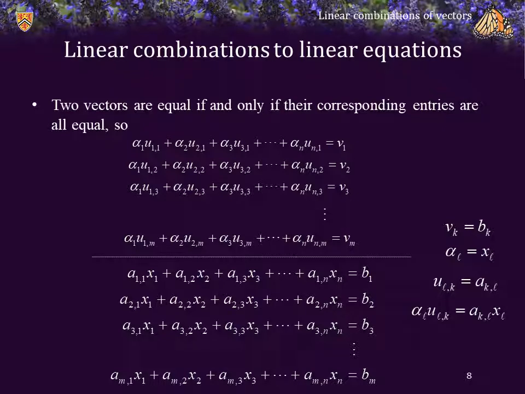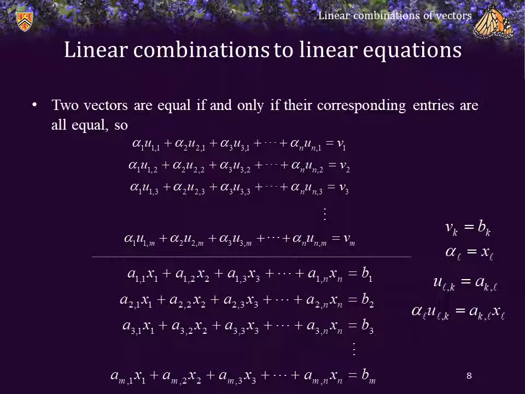So on the left-hand side, we have the lth unknown multiplied by the kth entry of the lth vector. In the right-hand side, we interpret that as the coefficient of the kth equation and the multiplier of the lth unknown.